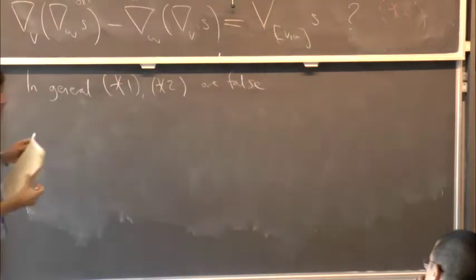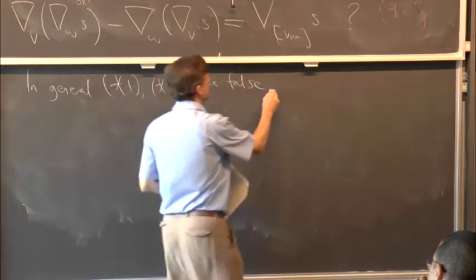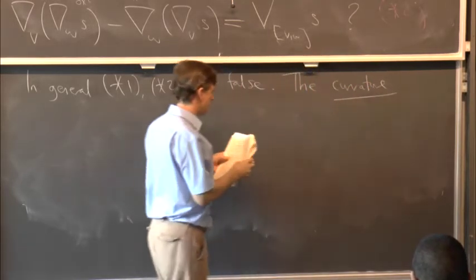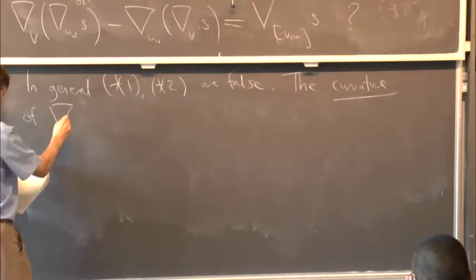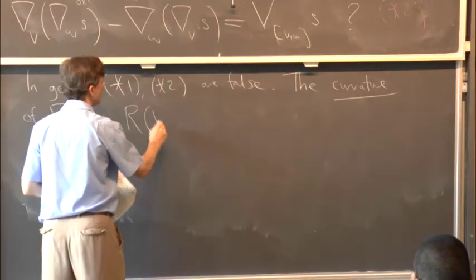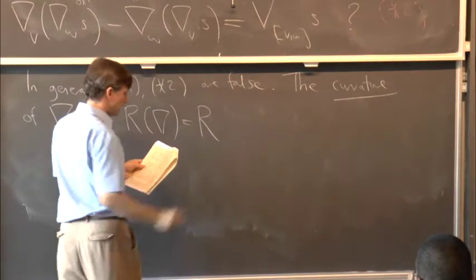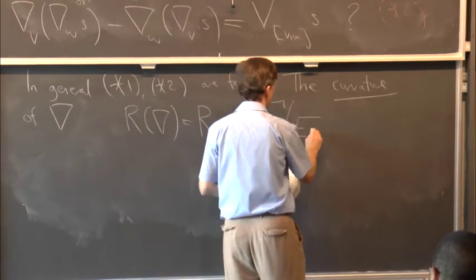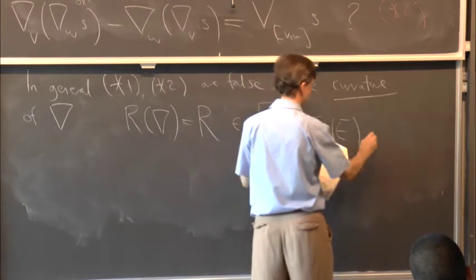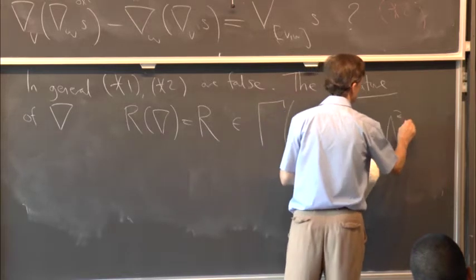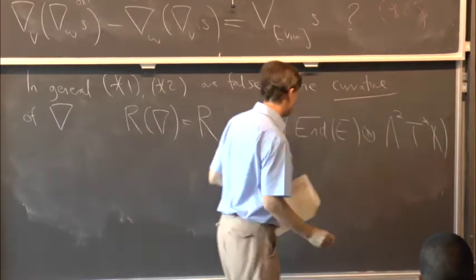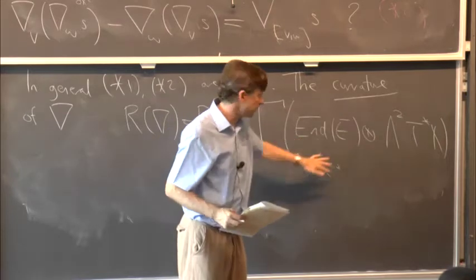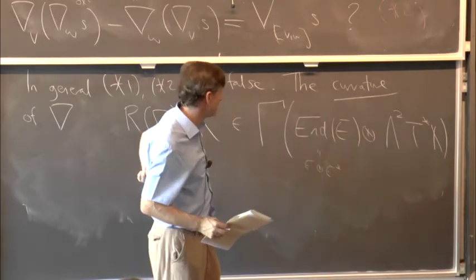They're actually true if and only if the connection is what's called flat. And the curvature is some geometric quantity, curvature of nabla, which is R of nabla, or just R. This is a section of, well, I shall write it as End(E) tensor Λ²T*X. So End(E) is just E tensored with E*. But I'm thinking about this as the bundle of endomorphisms of E, of linear maps from E to itself.